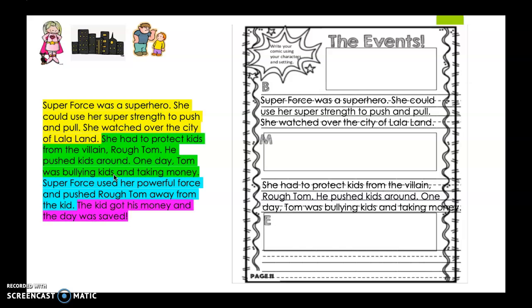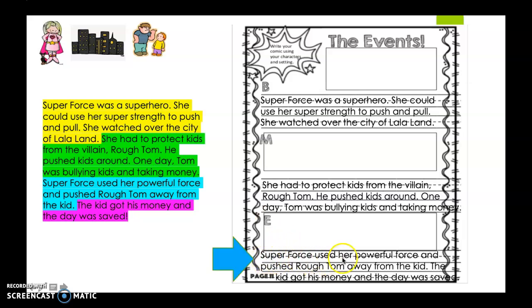The kid got his money, and the day was saved. So now I know that she pushed Rough Tom away from the kid, but the problem got solved because not only did she push him, but she got the kid his money back. And I know that the problem was solved because it says the day was saved. So of course the problem was solved. So I'm going to write that here.